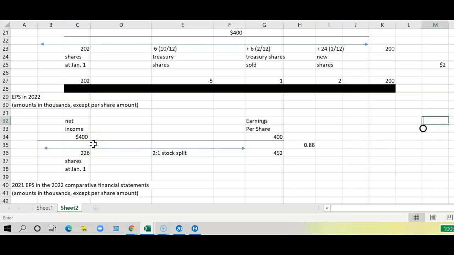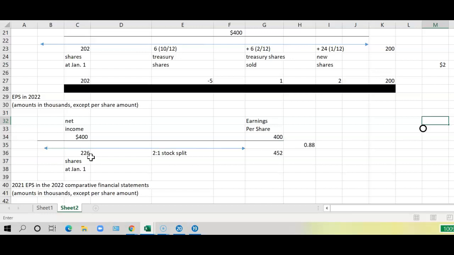So, if you look up at 2021, there was 202,000 shares outstanding. They purchased their own treasury stock for 6,000, and then they sold it for 6,000. So that is a wash. So 202,000 plus 24,000, the actual shares outstanding is 226,000. And then the only transaction that happened that year was on January 5th for a 2-for-1 stock split.